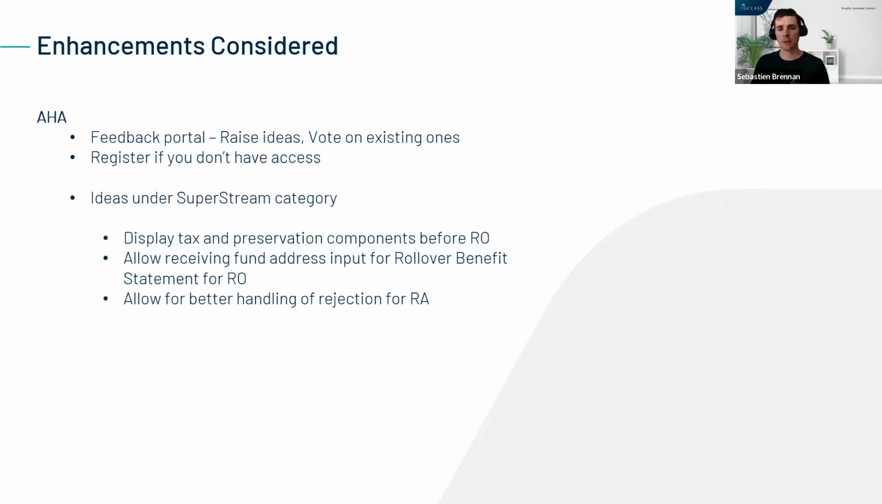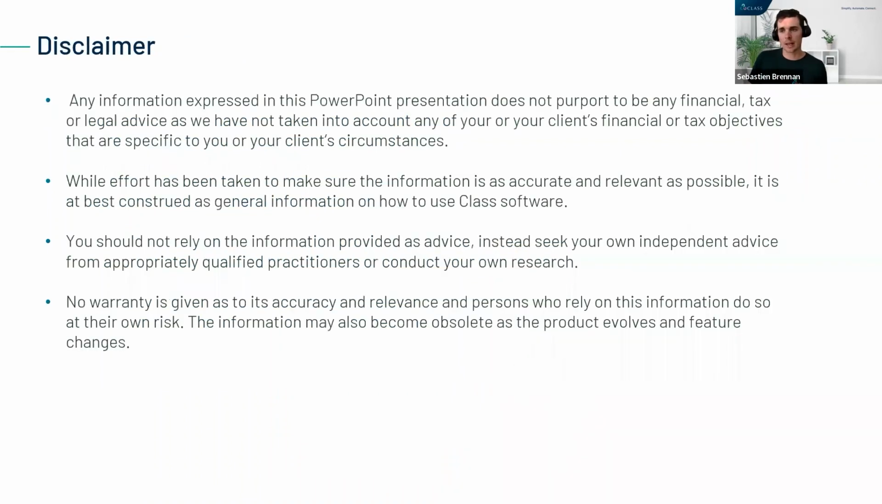I've listed a couple of the ideas that are in this category. They're certainly not all of them, but some of them are around displaying the tax and preservation components before trying to complete rollover outs, allowing the receiving fund address to be inputted for rollover benefit statement, and better handling of rejection. So there are a couple of the ideas. We'd love to hear more of your feedback on AHA. So if you do have a couple of moments to register, or if you've already got access, pop your votes in there, and we'll have a look at that.